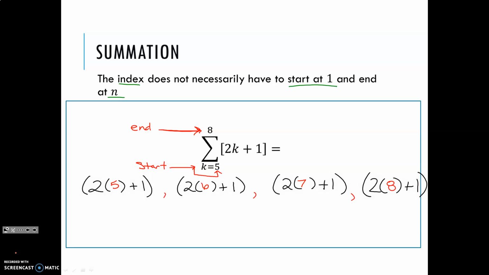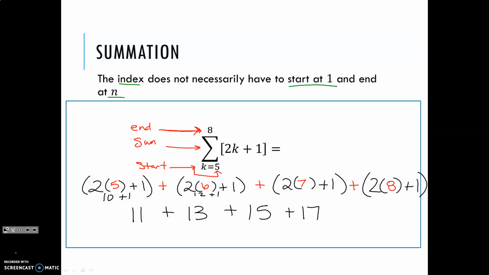Well, in sequences we would put commas in between each of these, but remember, we are no longer dealing with sequences, we are dealing with summations. Okay, so that means that in between each of these, I should have a plus sign. Now from here, you're just going to simplify. 2 times 5 is 10, plus 1 is 11, plus 2 times 6 is 12, plus 1 is 13, plus 2 times 7 is 14 plus 1, which is 15, and 2 times 8 is 16 plus 1, which is 17.